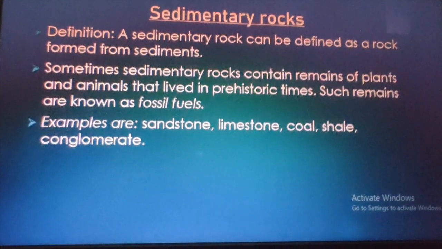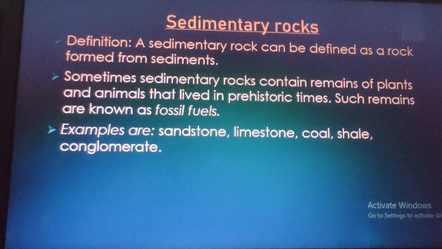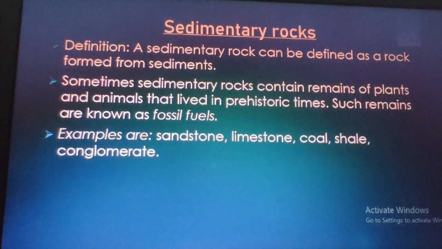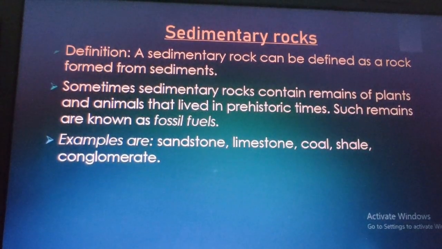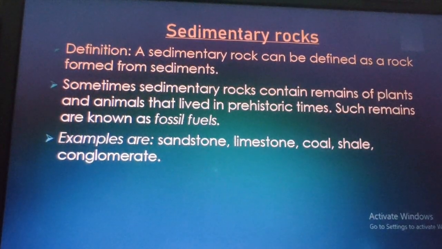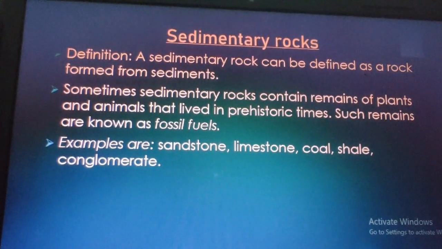Limestone and coal, we are all familiar with these types of rocks. Conglomerates are large sediments which are mainly used as ornamental stone. Shale is composed of clay particles used in making cements or bricks.